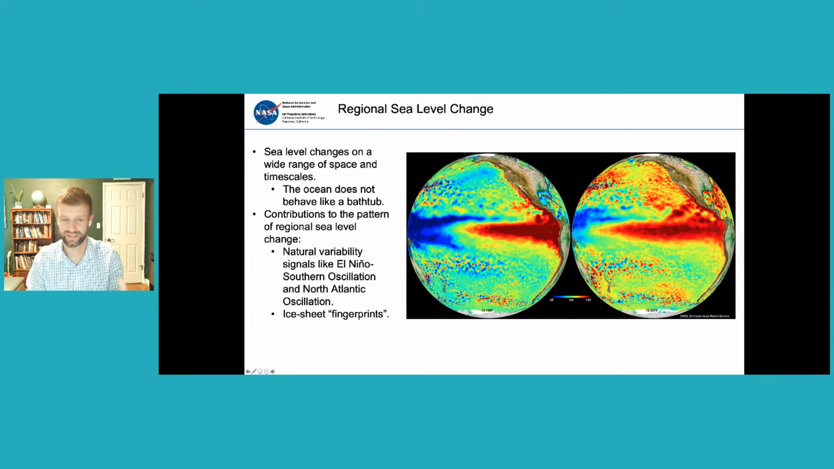And there are other signals like this, these natural variability signals, everywhere. There are signals like this in Europe. These changes that occur are compounding the effect of sea level rise that we see.